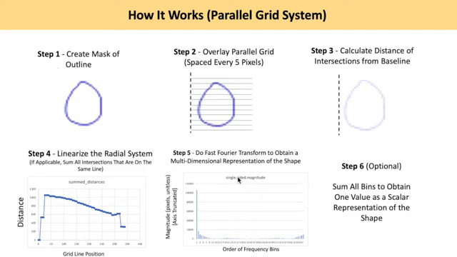Furthermore, you can turn this frequency plot into one number that is a scalar value by summing all the bins together. Thus, when you sum all the bins together, you get one number that represents the shape you began with. This method in step 6 of summing all bins is what we did in this presentation.